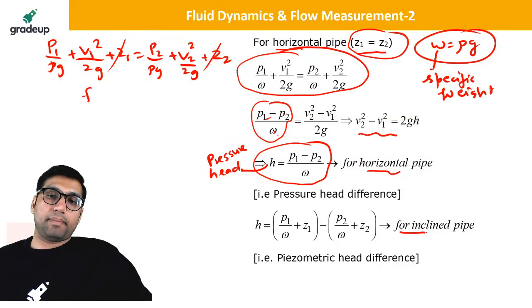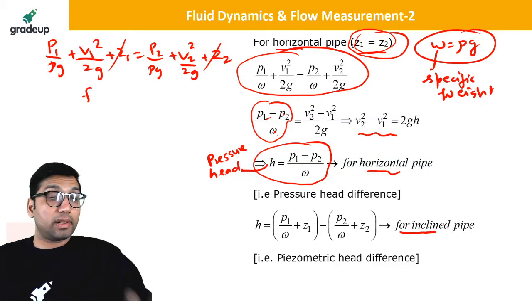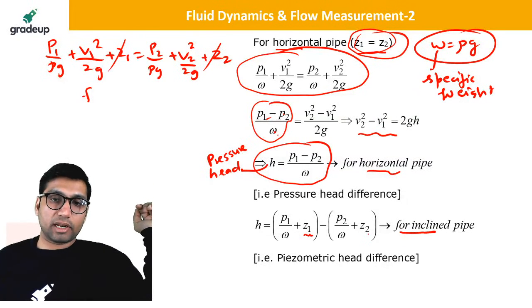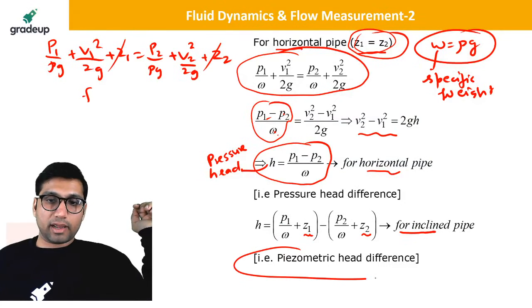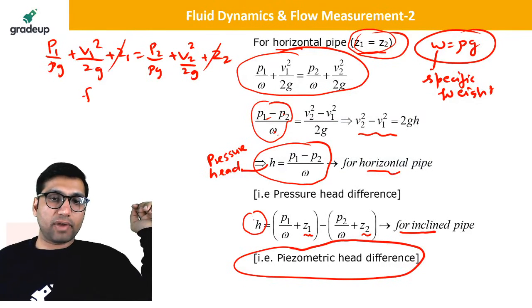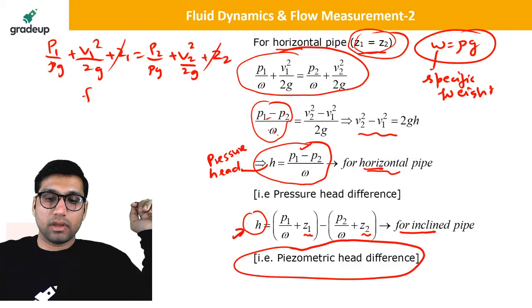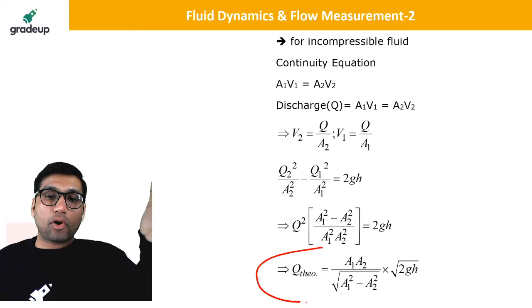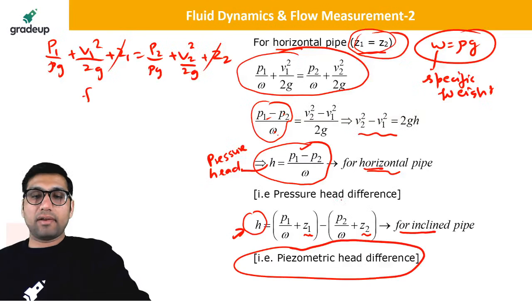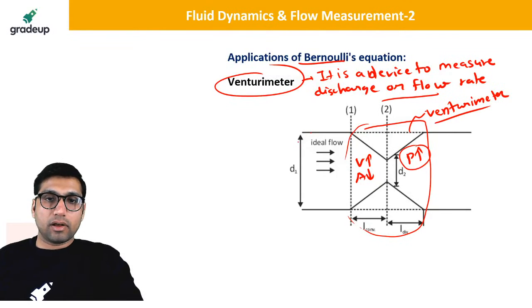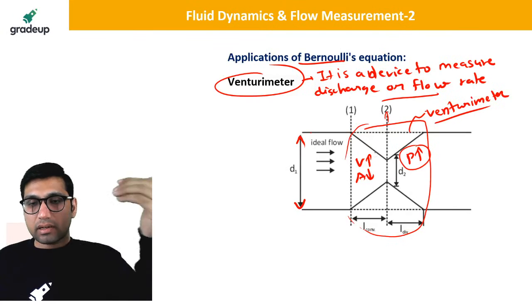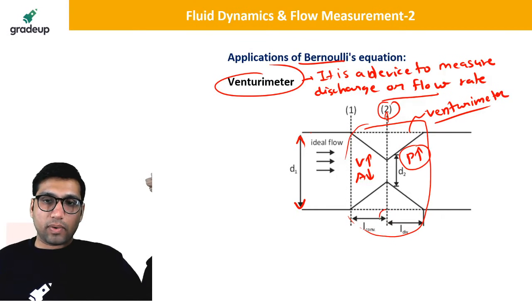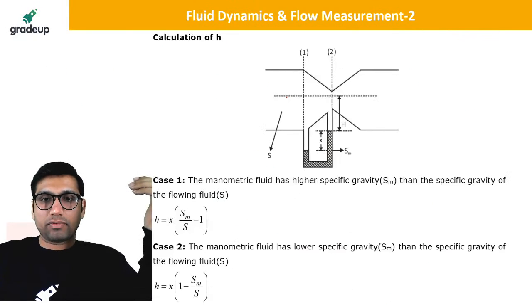But if it is an inclined pipe, then we cannot neglect the values of Z1 and Z2. In that situation, Z1 and Z2 will also be there, so this is the piezometric head difference. In that situation, H will be equal to the piezometric head difference. But if it is a horizontal pipe, H will be equal to the pressure head difference. Now, for finding the discharge from the Venturi meter, this will be the formula, where A1 is the area of the pipe at the entrance, and A2 is the area just after the converging section. That is how you find the discharge from the Venturi meter.